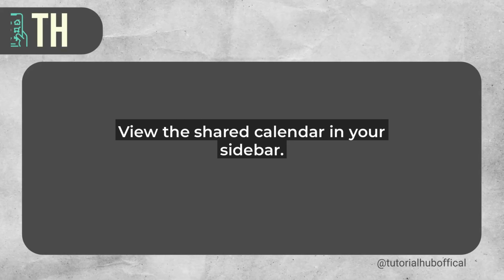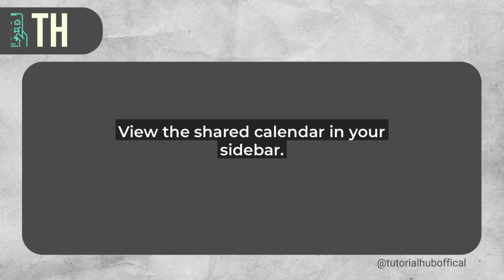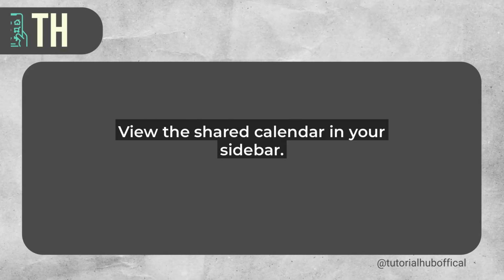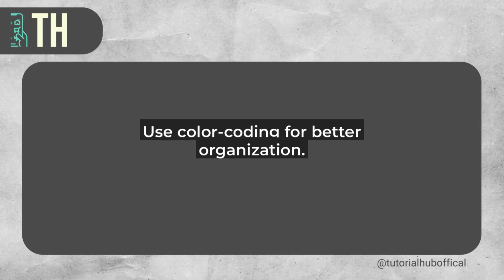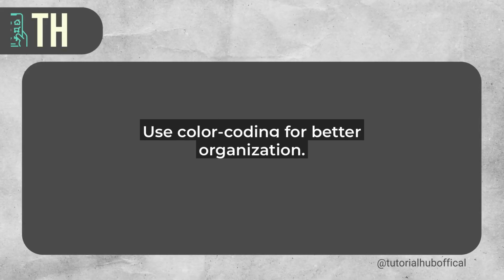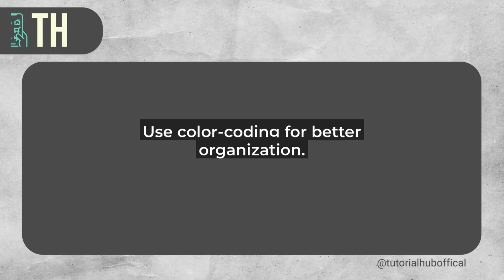If you run into any issues, like permission errors, double-check that the sharer has granted you the right access levels. In 2025, Outlook has improved sharing options, so make sure to explore the new Advanced Permissions settings for smoother collaboration.